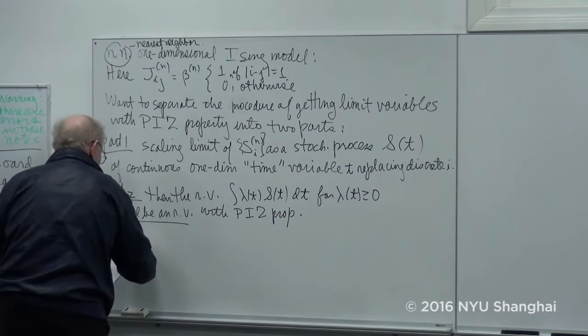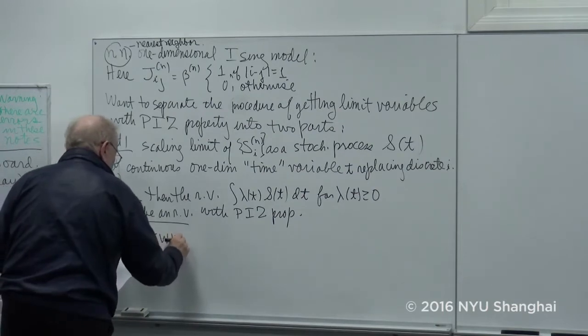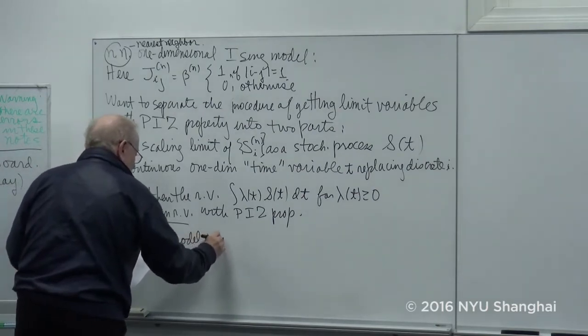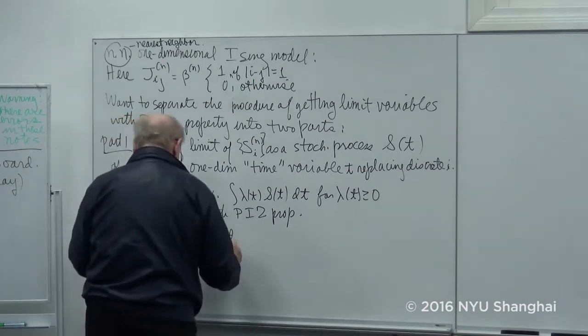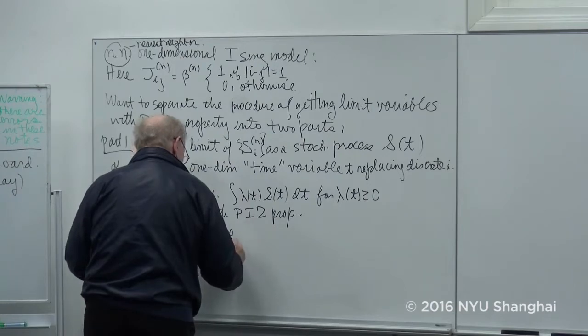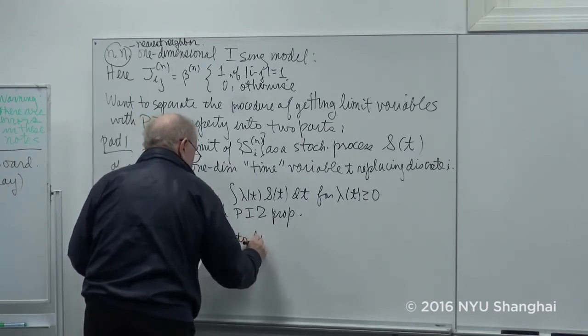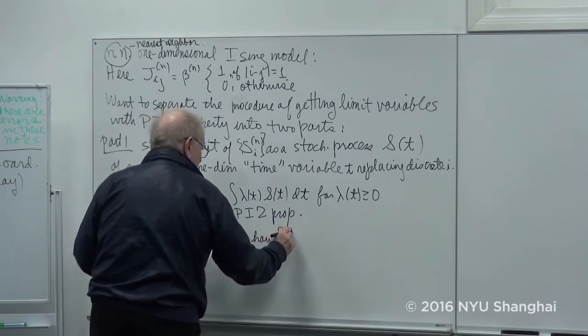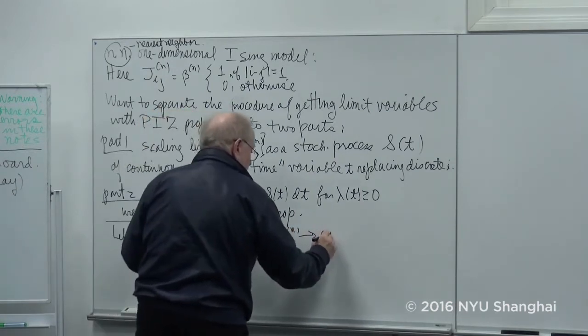So, like in the Curie-Weiss model, we want to have beta sub n approach the critical value.